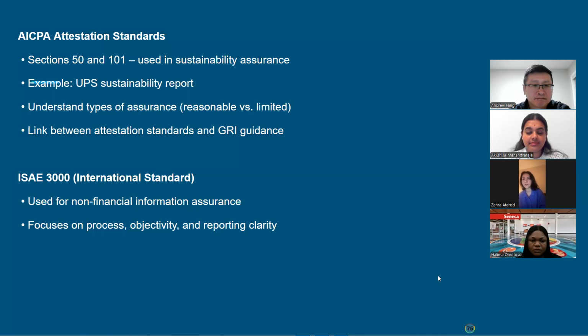Assurance conclusion. What did the review find? Recommendation. How can the report be improved? Independence. Is the assurance provider neutral? These add credibility, transparency, and trust to the report.